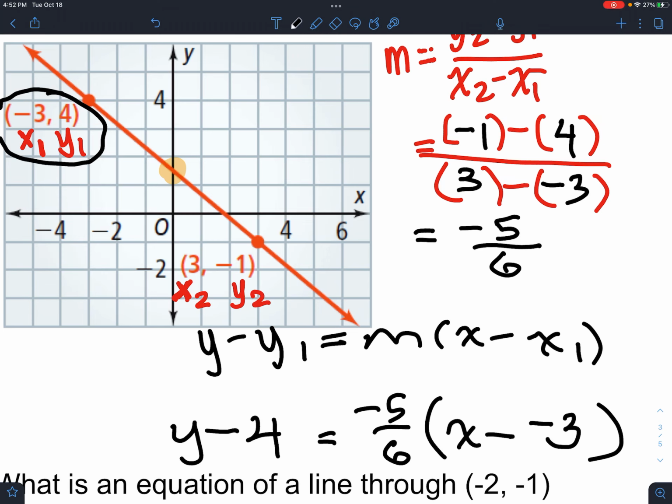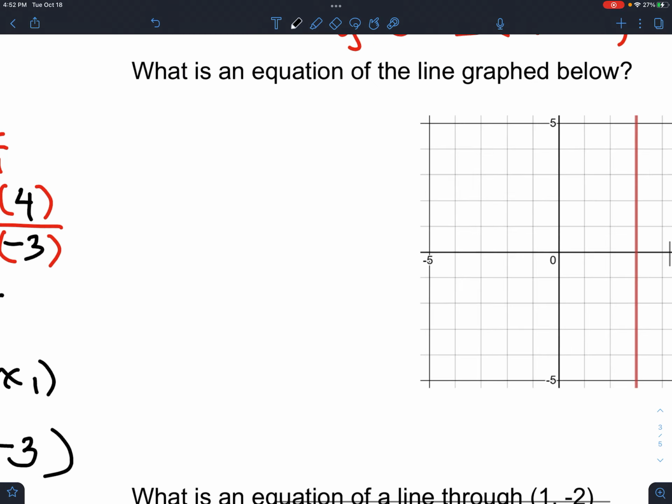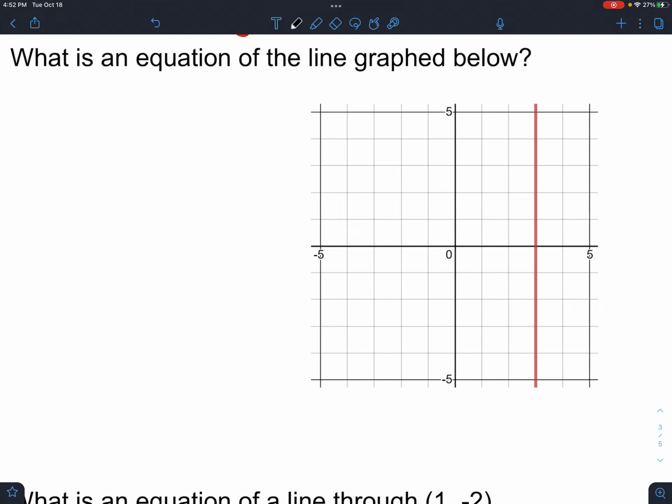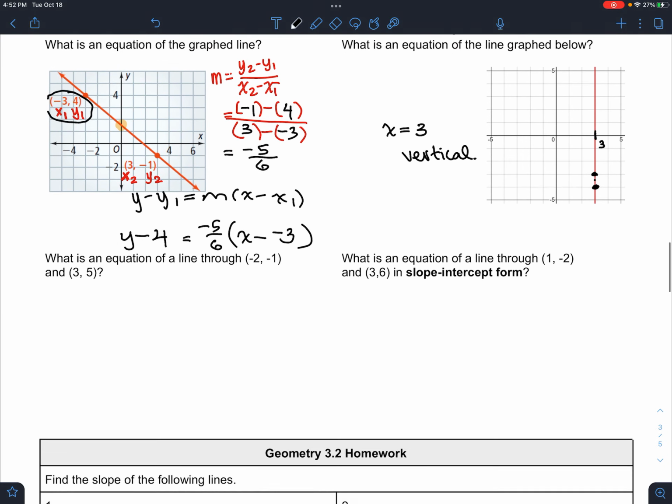Okay? So remember, there's two forms. It's not just y equals mx plus b. There's this one too, and it's really handy. Oh, and then here, they're just kind of sprinkled in here. Remember, this is at 3. So all of these points, which all the points together make the line. That's it. Okay? So this is a vertical line. Okay?